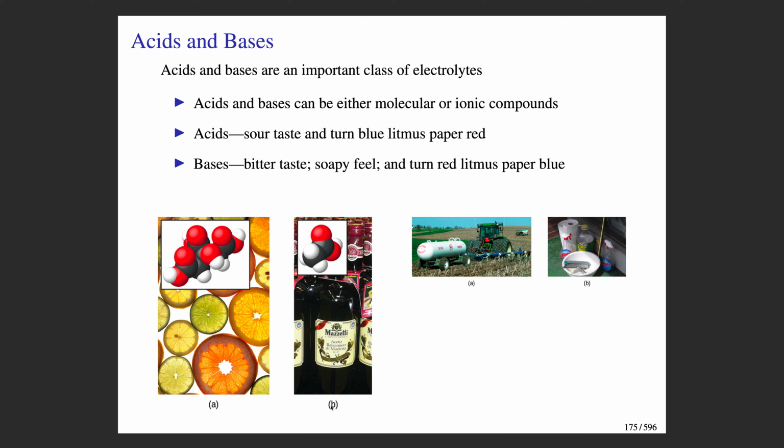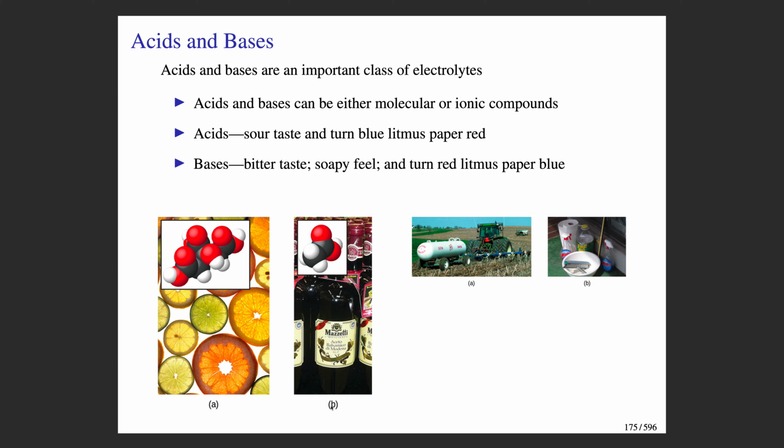Okay guys, in this next video we are going to talk about acid and base type reactions. Acids and bases are a very important class of electrolytes in both chemistry and also biology. Acids and bases can be molecular compounds or they can be ionic compounds, and they have some characteristic properties.